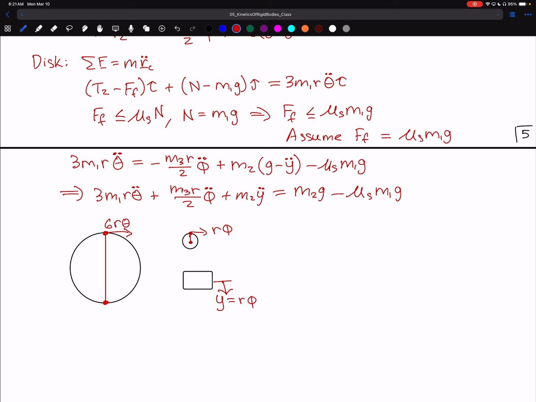Okay, since the wire is inextensible, both the top of the disc and the top of the pulley must have the same displacement. And so then we'll get 6r theta is equal to r phi. From here we can just eliminate our r, and we'll find that phi here is equal to 6 theta, such that phi double dot is equal to 6 theta double dot.